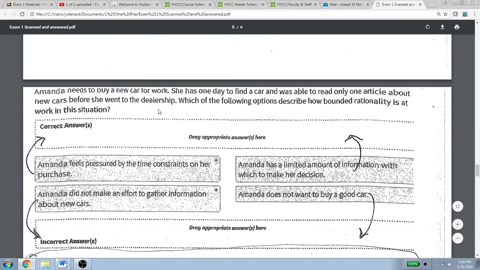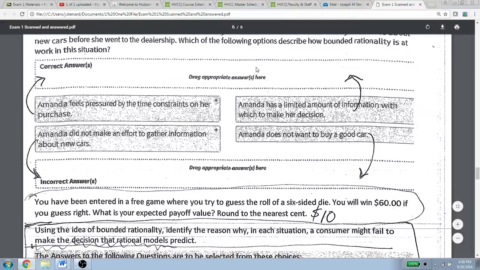Amanda needs to buy a new car for work. She has one day to find a car and was able to read only one article about new cars before she went to the dealership. Which of the following options describe how bounded rationality is at work in this situation? Amanda feels pressured by the time constraints on her purchase? Yes, that will be an example of bounded rationality. So is Amanda has a limited amount of information with which to make her decisions. Also bounded rationality. Amanda does not want to buy a good car. That's not true, nor is it an example of bounded rationality. And Amanda did not make an effort to gather. Well, that's not true either. She read one thing. She didn't have time to read more. The fact that she only read one thing was an example of rational ignorance.